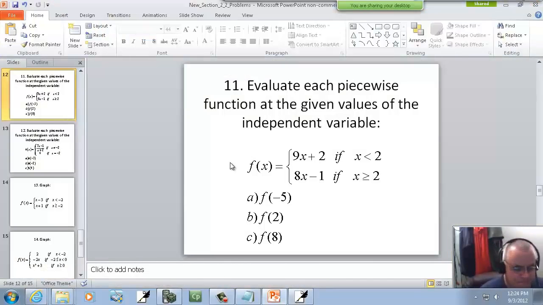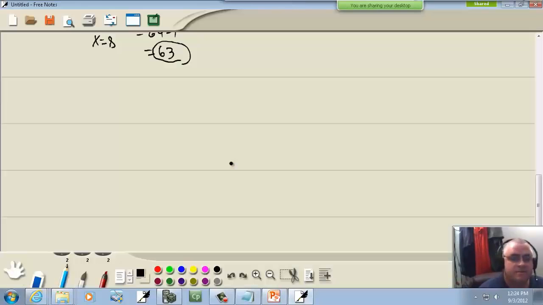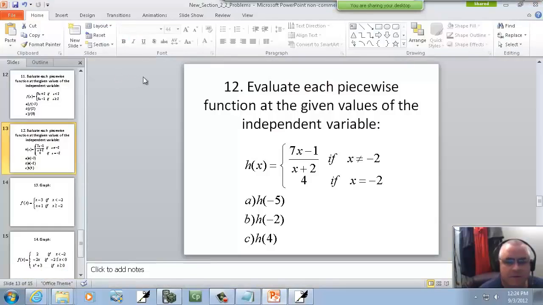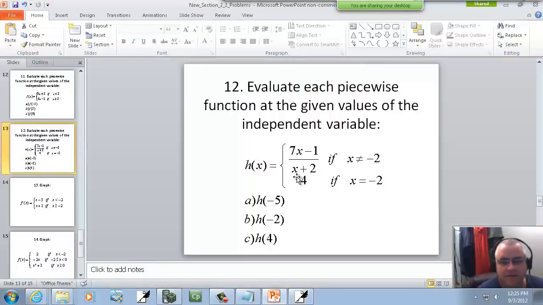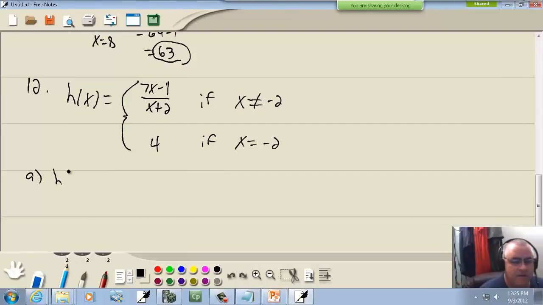Let's look at another one of those. So we got h of x is equal to 7x minus 1 over x plus 2, and then 4. So it looks like this when x is not equal to negative 2, and it looks like this when x is equal to negative 2. Our first one, we want to find h of negative 5. Again, whatever number is inside of parentheses is our x, so they're basically telling us x is negative 5.